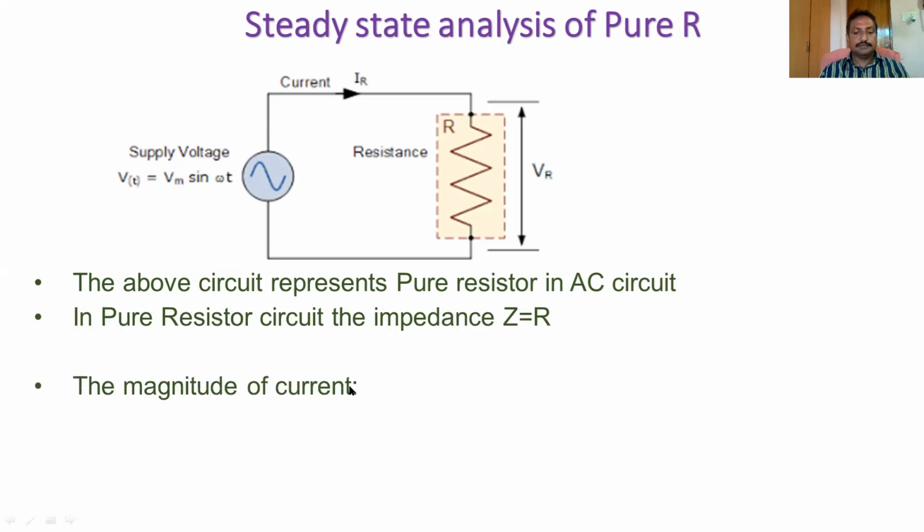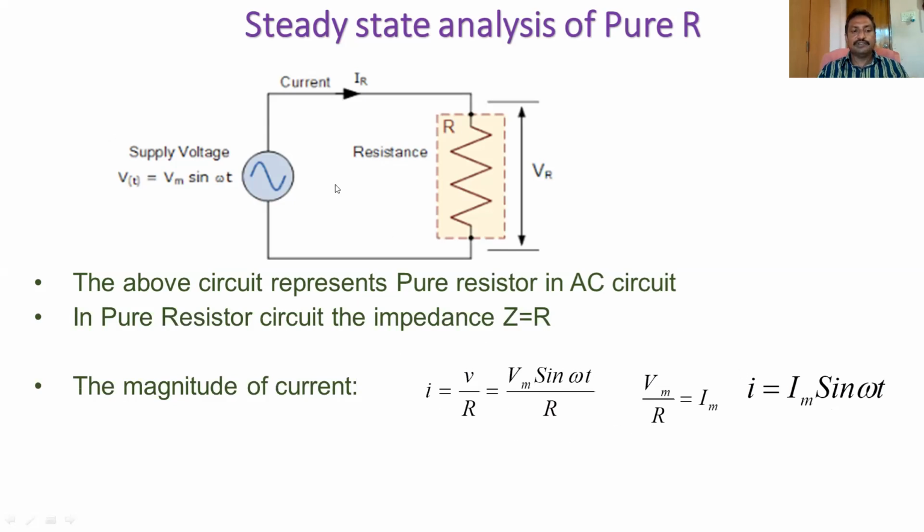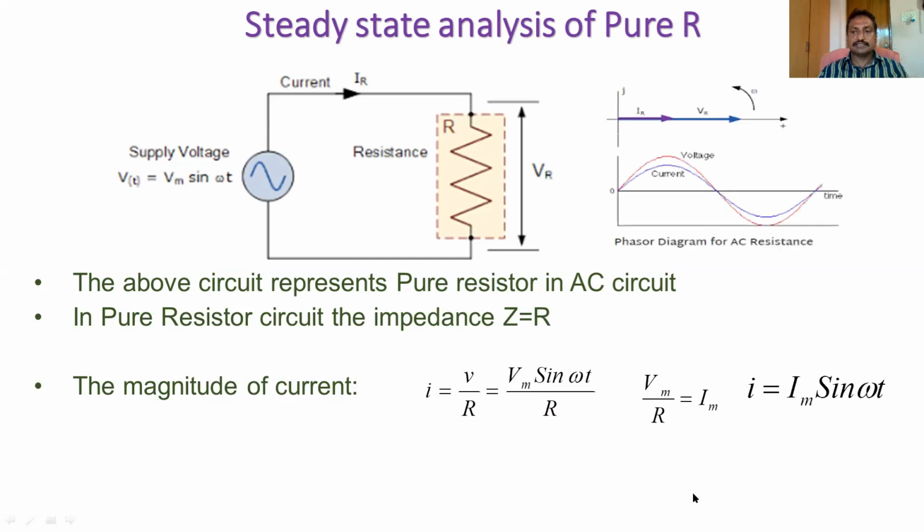How we will see: the magnitude of current I is equal to V by R. V is nothing but Vm sin omega t, so Vm sin omega t by R. Vm by R is nothing but Im. Therefore, I is equal to Im sin omega t. So both the voltage phasor and current phasor are in the same phase. The angle theta between voltage and current is 0. Therefore, these two phasors are called in-phase. So, in case of pure resistor, the voltage and current are in phase.